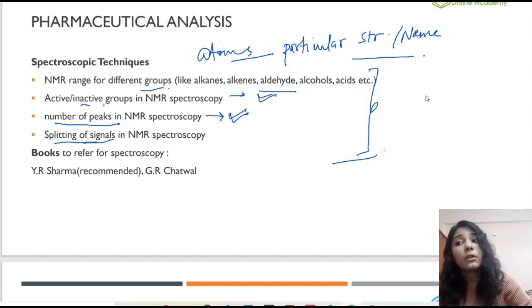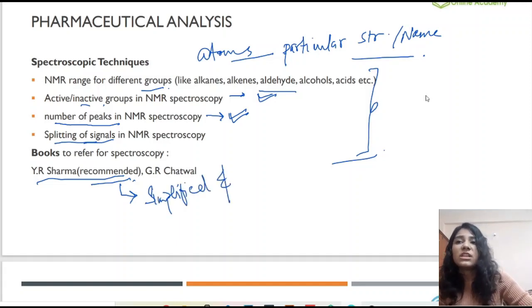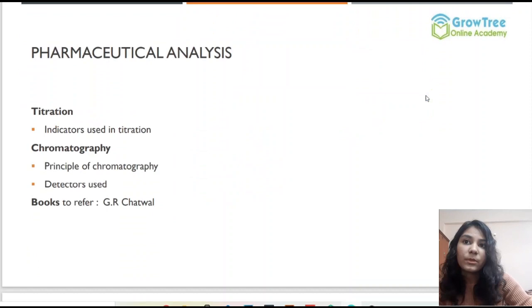Okay, so I would recommend you to use Y.R. Sharma, because this book is again very much simplified and short. Then you can also use G.R. Chatwal for spectroscopy if you want to prepare for the instrumentation part of spectroscopy as well.